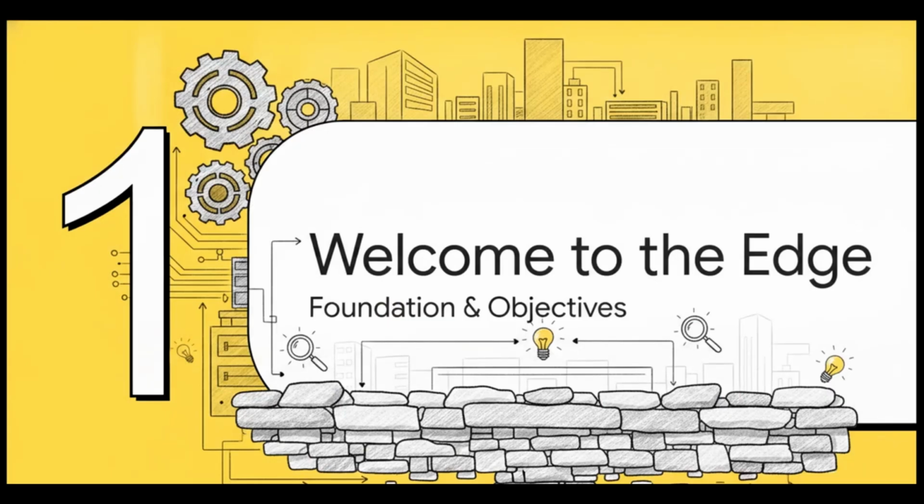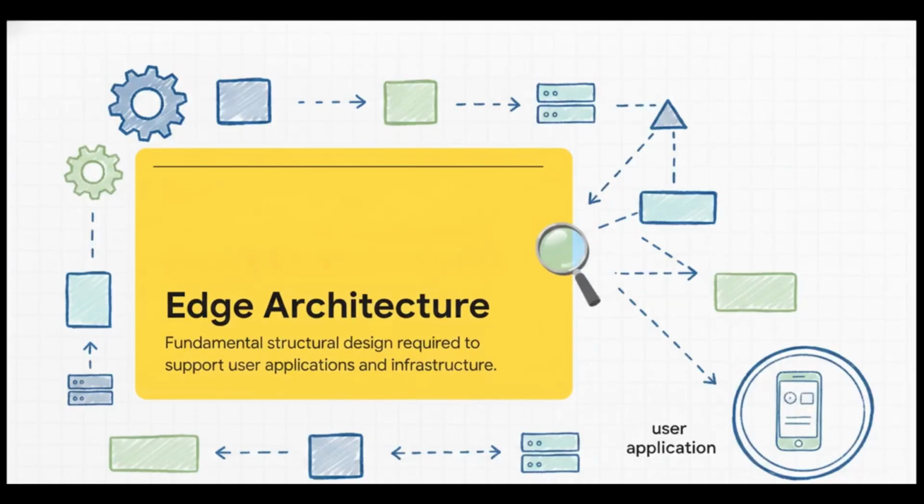So, Section 1, Welcome to the Edge, Foundation and Objectives. To kick off our journey, we really need to understand the core objectives of this infrastructure. Edge computing architecture. It's not just some abstract code floating around out there in the ether. It is the fundamental structural design, literally the building blocks, needed to support real-world infrastructure. Imagine a smart traffic light that instantly adapts to let an oncoming ambulance through.